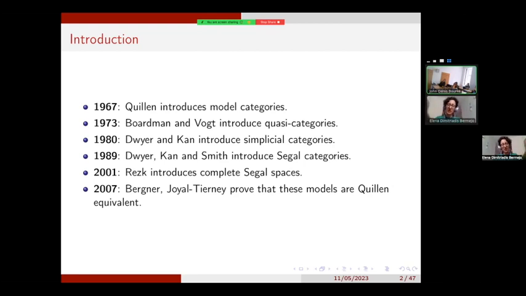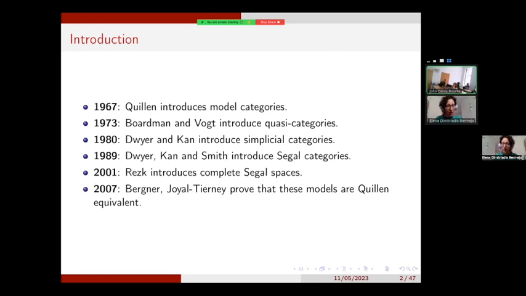In 73, Boardman and Vogt introduced quasi-categories. In 89, Dwyer, Kan, and Smith introduced Segal categories. And lastly, in 2001, Rezk introduced complete Segal spaces. Now, we would have to wait all the way until 2007 for Bergner on one side and Joyal and Tierney on the other to prove that all of these are actually models of infinity categories and they are all Quillen equivalent.